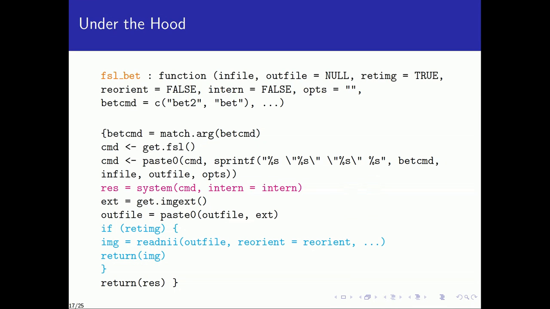The default is it just writes an NII file wherever you tell it to, wherever the out file is. But if you say ret image equals true, it'll just return it as a nifti object in R, as the output of that command. But you can run these and do the whole analysis and not have things pushed back into R. And there are some reasons you might want to do that.